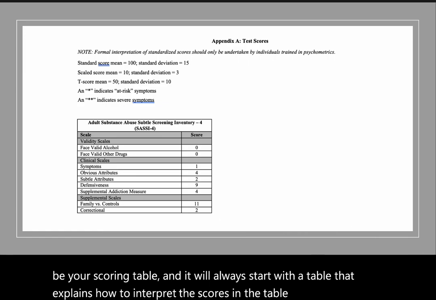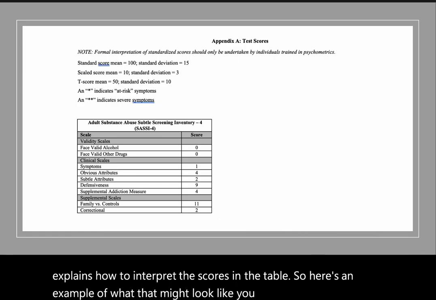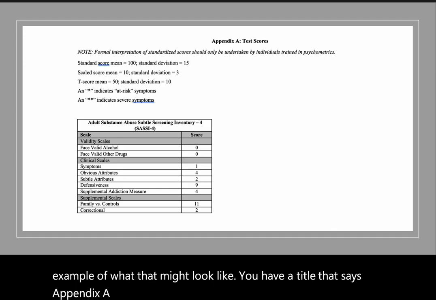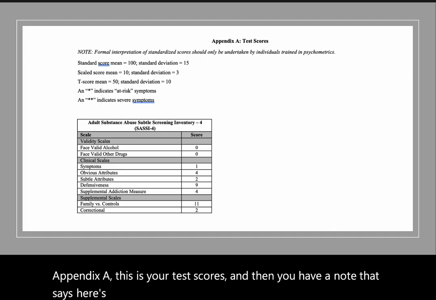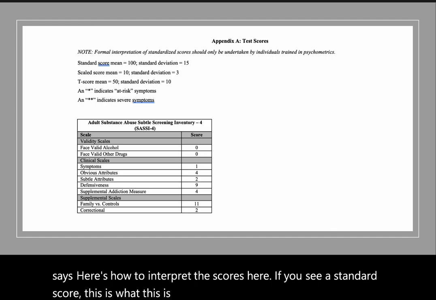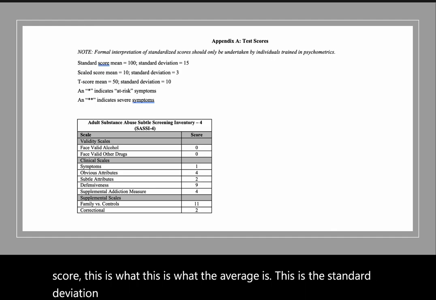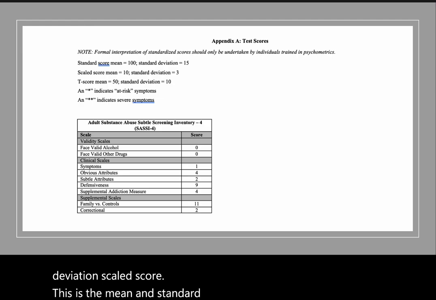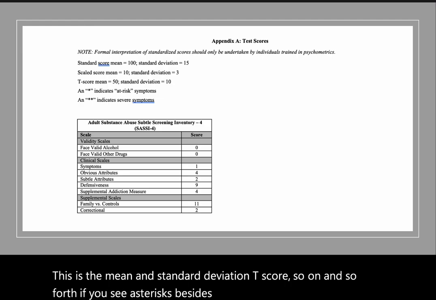So here's an example of what that might look like. You have a title that says Appendix A, this is your test scores, and then you have a note that says, here's how to interpret the scores here. If you see a standard score, this is what the average is, this is the standard deviation, scaled score. This is the mean and standard deviation, t-score, so on and so forth. If you see asterisks beside something, this is what it means.